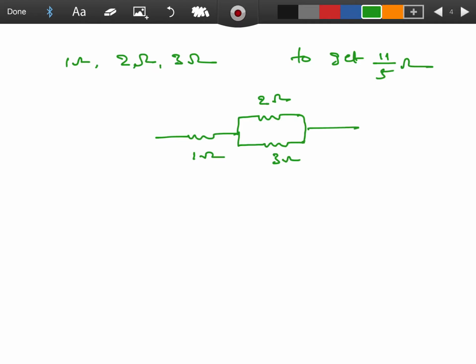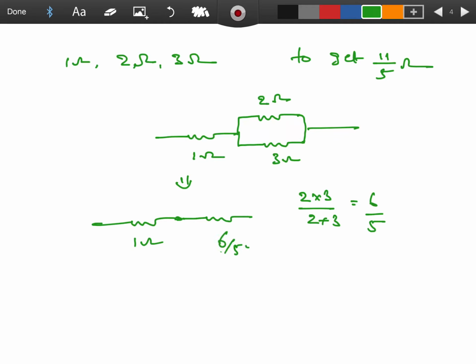Now these two are in parallel. 2 into 3 by 2 plus 3, which is 6 by 5. This I will replace with 1 ohm and 6 by 5 ohm. This 2 and 3 parallel combination I replace with 6 by 5 ohm. Now 1 ohm and 6 by 5 ohm in series. Your answer will be 1 plus 6 by 5 ohm, which is 11 by 5 ohm. This is option 2.